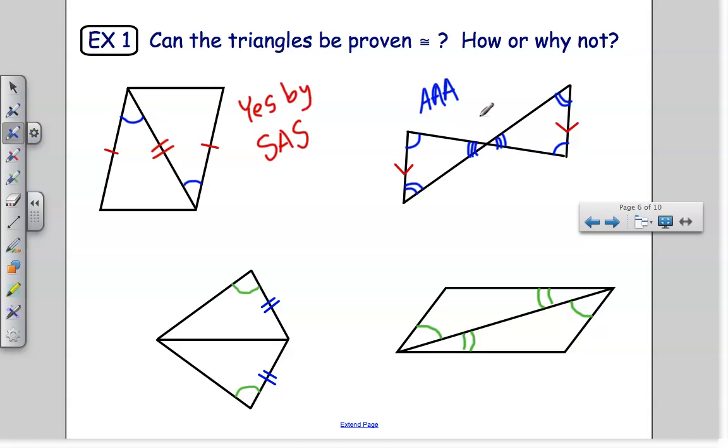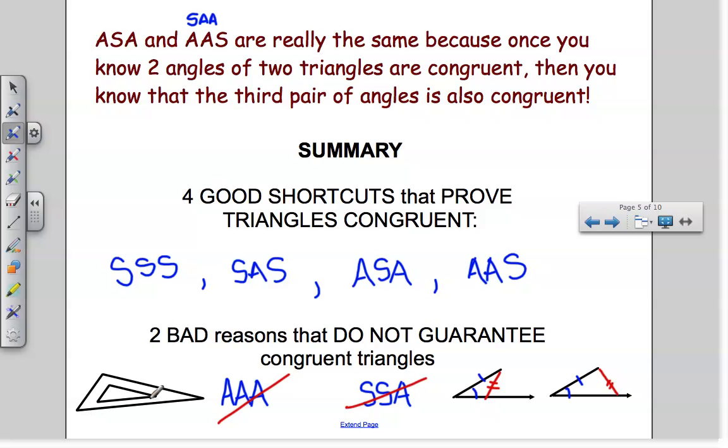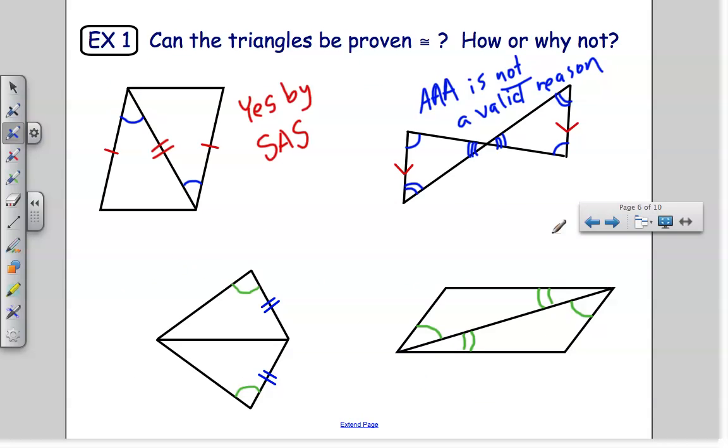No. One triangle could be larger, smaller. It is not a valid reason. Okay, it doesn't prove the triangles are congruent. It means they're similar. Remember, one can be larger or smaller and still have the same angles.